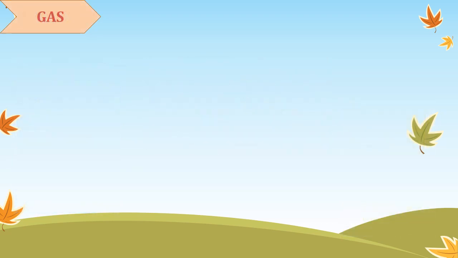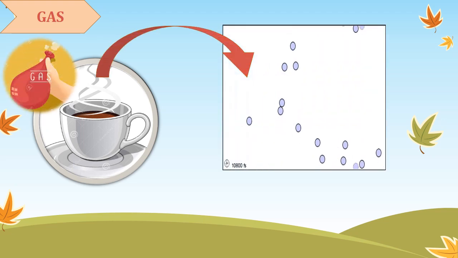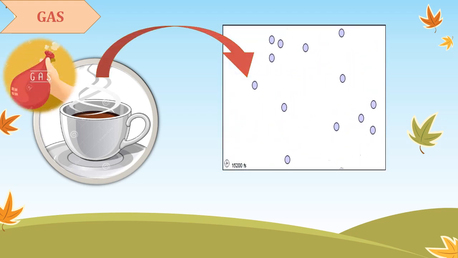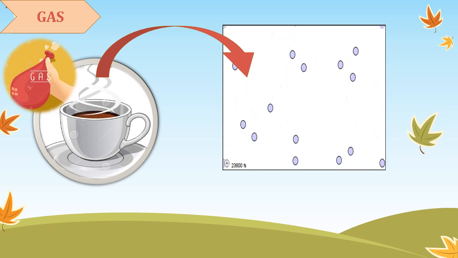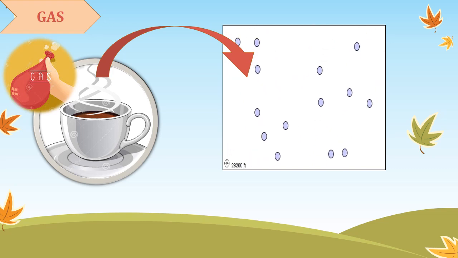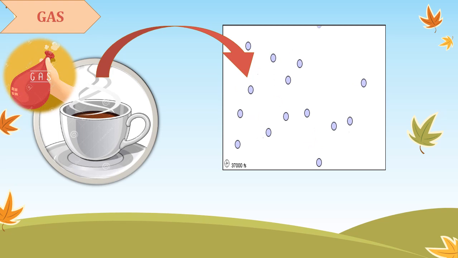Now let's see what happens in the gases. The particles in the gases are not arranged in a regular pattern. They are spaced apart, that's why we can compress them easily. Due to more spaces, they collide with each other more vigorously and possess the highest energy of all.